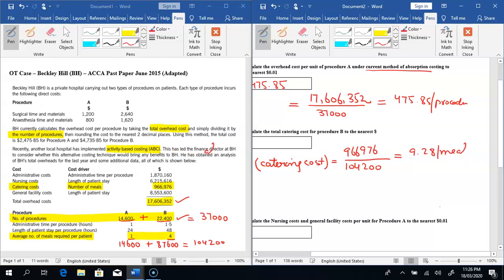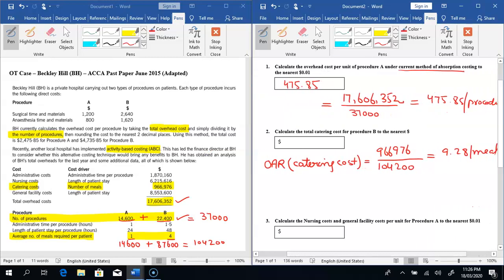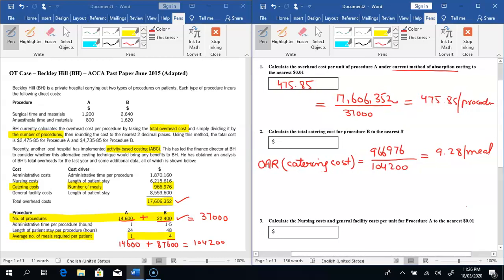9.28 per meal. Now, once I got the rate of the catering cost, I need to apply this rate, because what I need to find is the total catering cost for procedure B. So in order to calculate total catering cost for procedure B, I need to multiply the rate, which is 9.28, with the total number of meals in procedure B, and this is what we calculated earlier. For procedure B, total number of meals are 87,600. So if I multiply 9.28 with 87,600, that is $812,928. So this is something I need to write in the box.